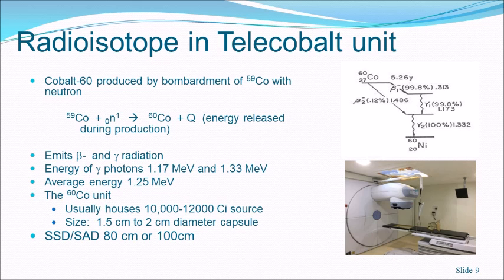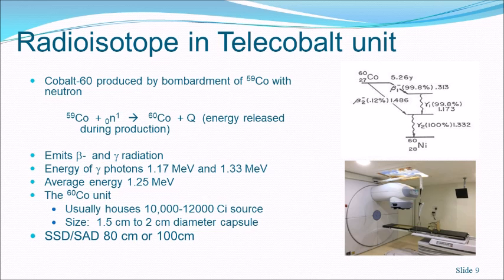The cobalt 60 machines nowadays can house a cobalt source of 10,000 to 12,000 curie. The size of the cobalt source is approximately 1.5 centimeter to 2 centimeter in diameter capsule, and these machines have an SSD or SAD of 80 or 100 centimeters. You can have an 80 centimeter cobalt or a 100 centimeter cobalt.